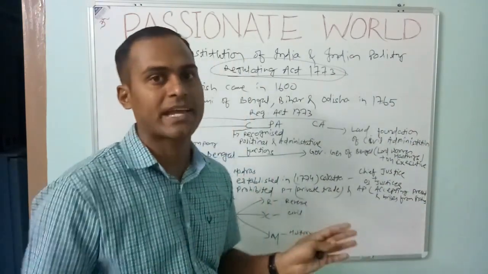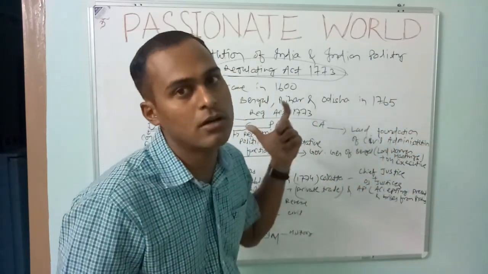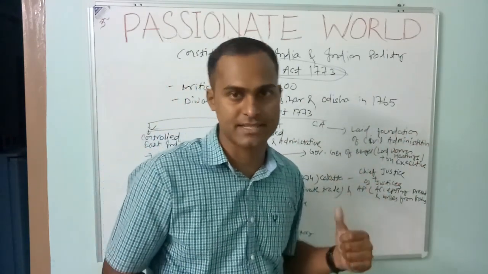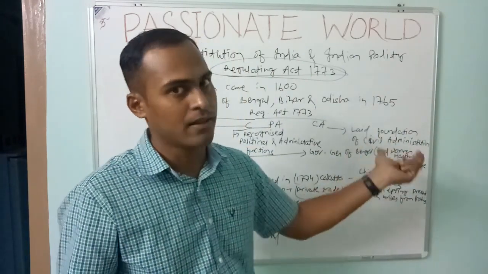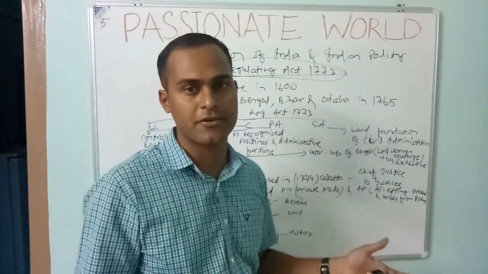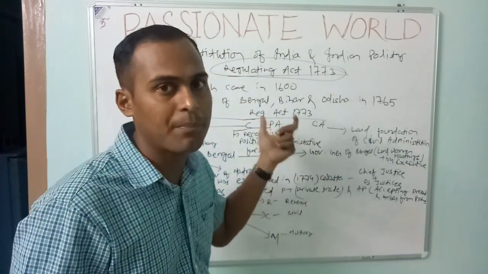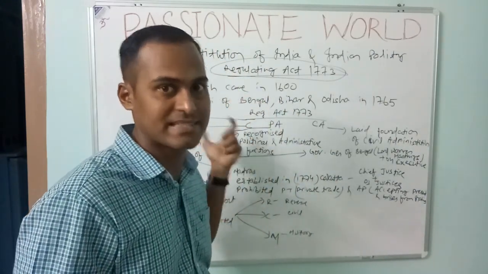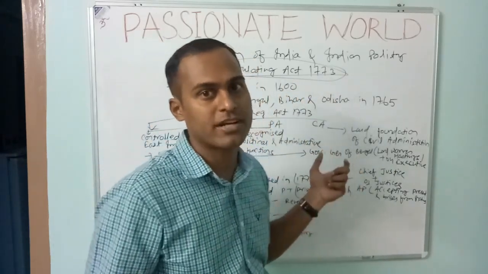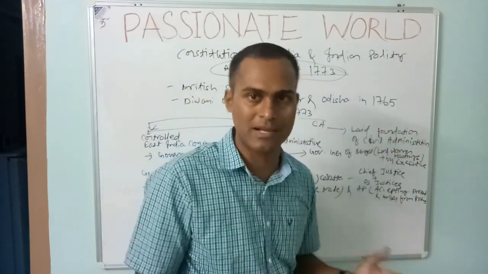And let's have a quick recap of what we have studied. British came to India in 1600. Then they took the Diwani of Bengal, Bihar and Odisha in 1765, and in 1773 the Regulating Act was passed. Because of 1773, major changes had happened during that time. They controlled the East India Company, CPA. Then recognized political as well as administrative functions. Then last is laid the foundation of civil administration.